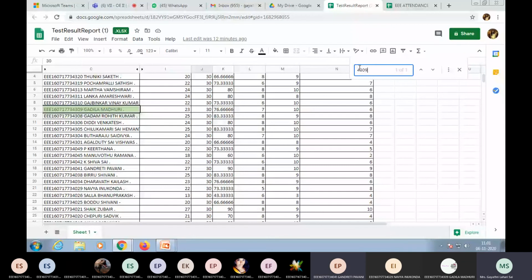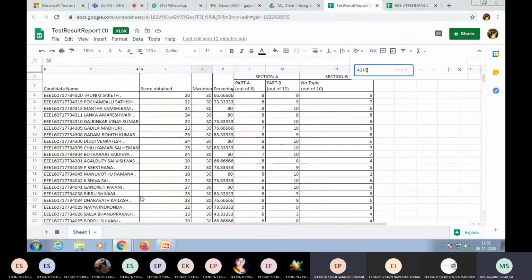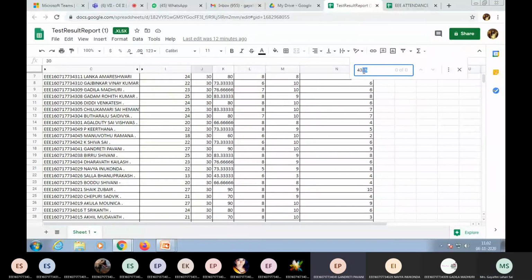Okay, ma'am. 4315, Malayarapu Saujanya. Yes, ma'am, the script is not there. Okay, ma'am. 4316, Nituri Radhakrishna. Yeah, the script is not there.